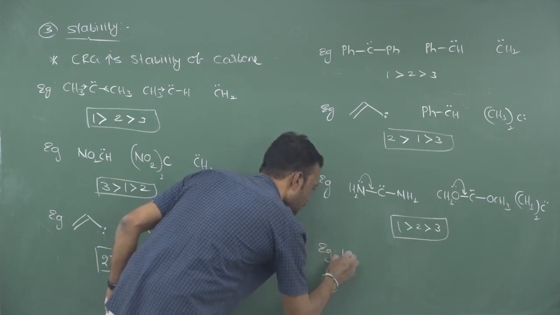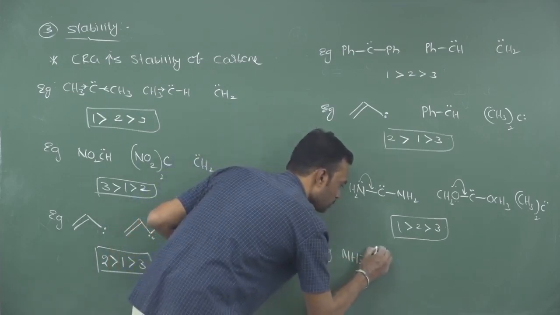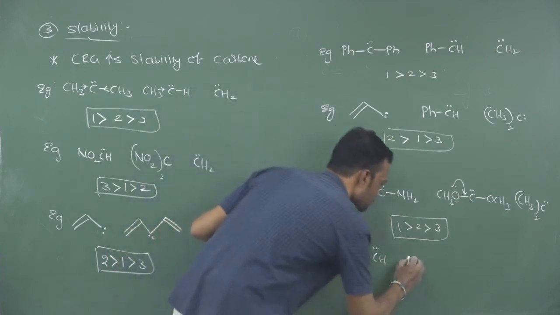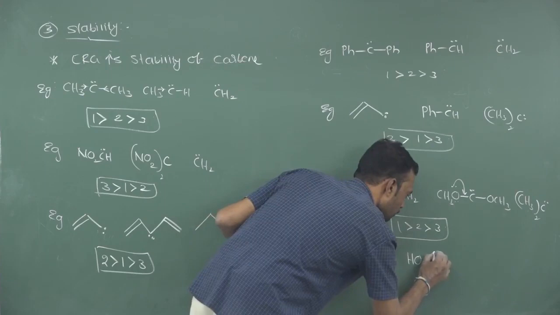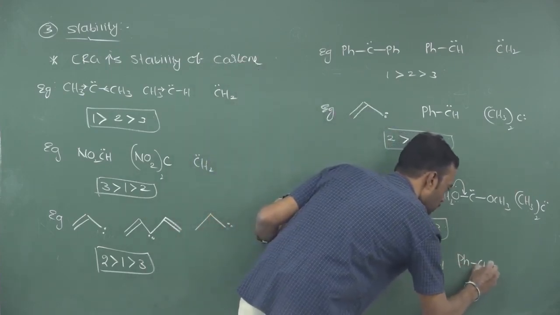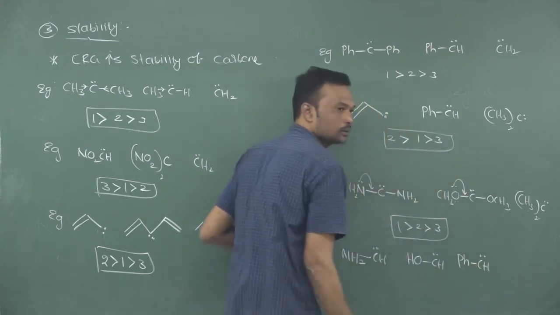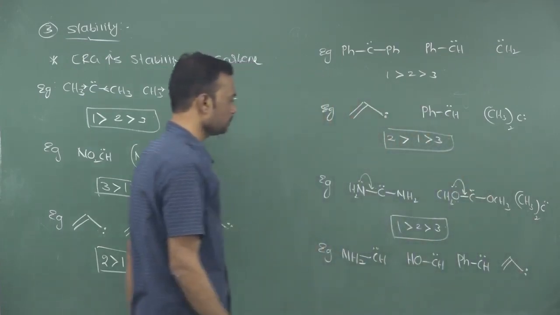Suppose finally we can write like this: a donor attached to carbon with two electrons. Next, I am writing a hydroxy attached to carbon with two electrons. Next, I am writing benzene attached to carbon with two electrons. Next, I am writing a double bond attached to carbon with two electrons. Which is more stable?